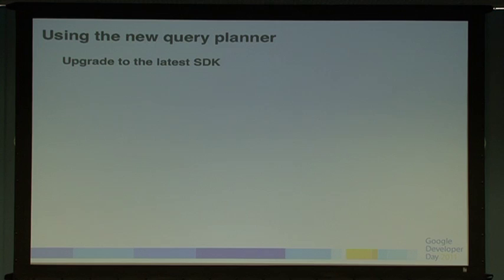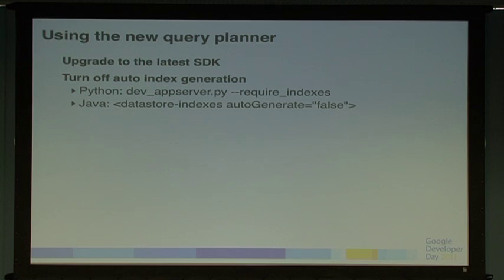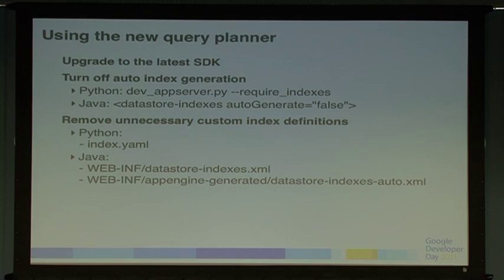So step 1 is upgrade to the latest SDK. Just download it and then turn off automatic index generation. In Python you do it with this flag, in Java you set this property in an XML file. And then remove any custom indexes that you think you might not need anymore. And if you're only developing locally, just remove all of them and then see which ones you need after that. And then you test your application. And the SDK will tell you when you actually need an index. So any indexes that you need, you add them back in.